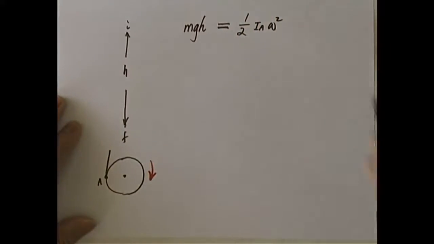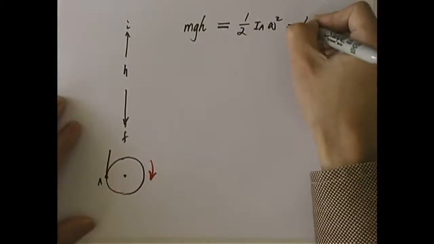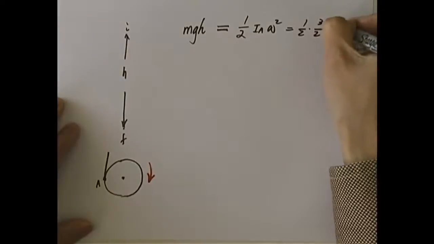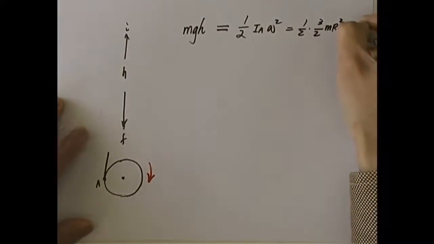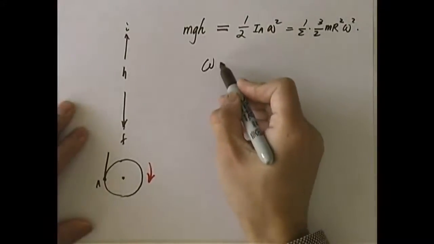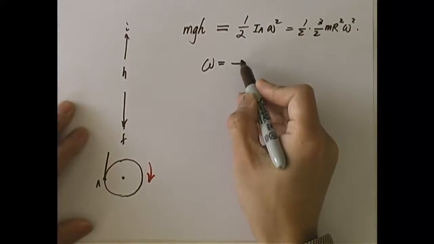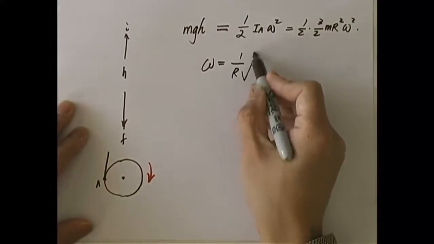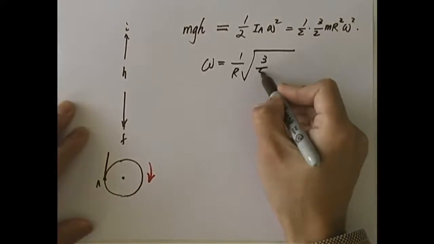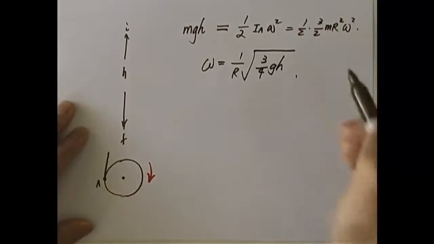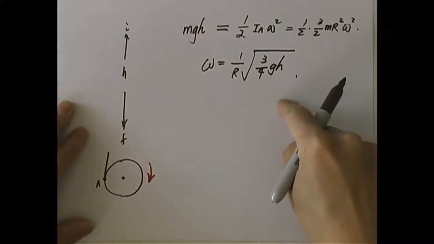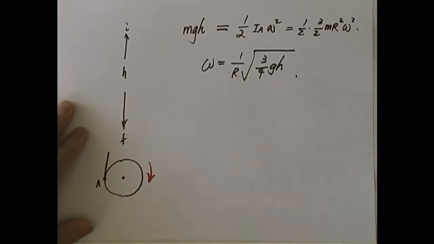All right, there we go. What is that equal to? 1/2 I_A is, as you know, 3/2 m r squared, and you have omega squared. This immediately tells you what omega is. Omega is the square root of, first of all, you got 1/r here, and then you have mgh, m and m cancel, 3/4 gh. That is the same result as we got before, but the concept is different. Here we use conservation of energy to do it.